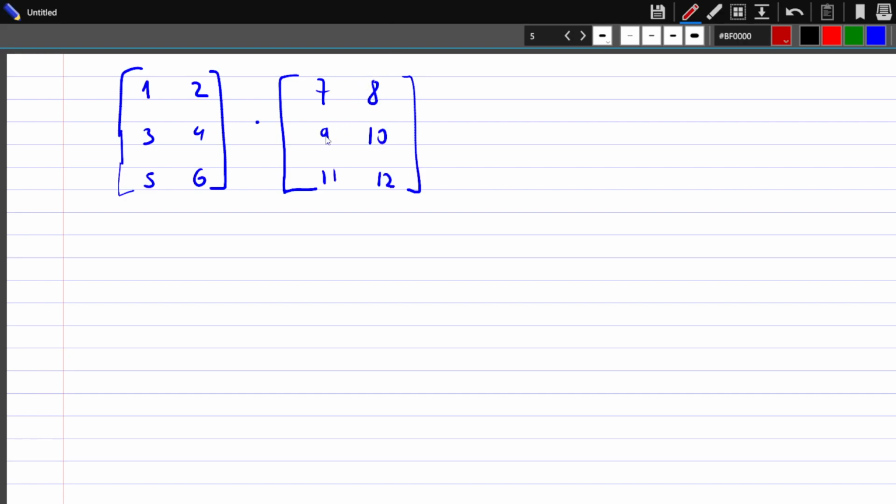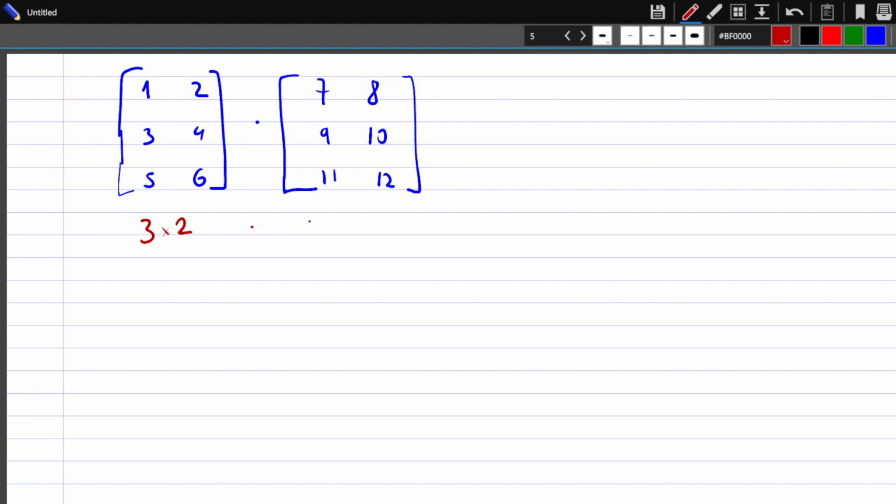Hello everybody. Let's see together how matrix multiplication works. Funny thing is that matrix multiplication doesn't always work. What do I mean? What's the dimension of the first matrix? The first matrix has 3 rows, so it's 3 by 2 columns.